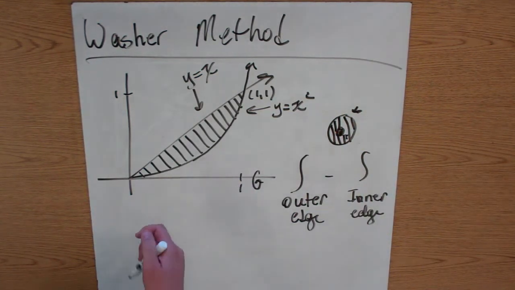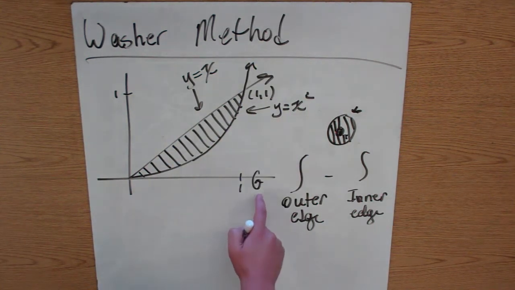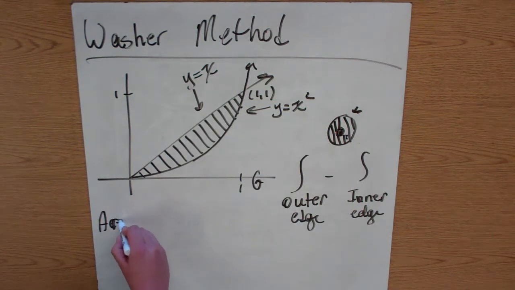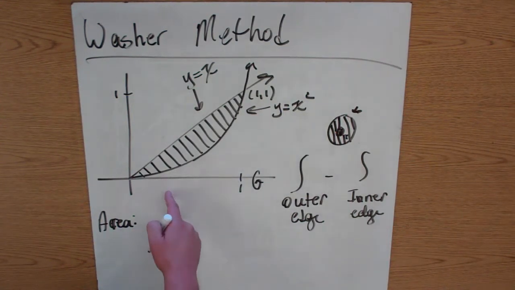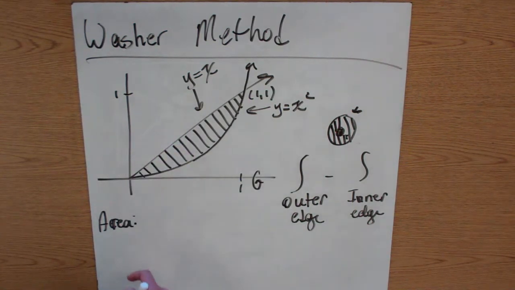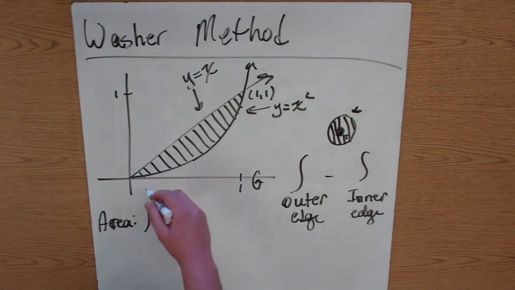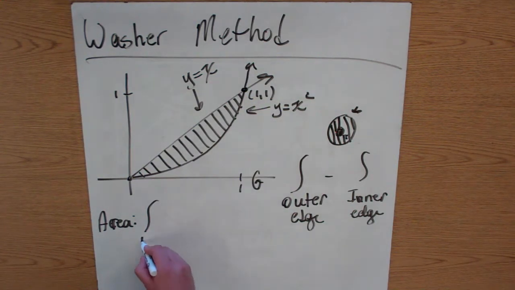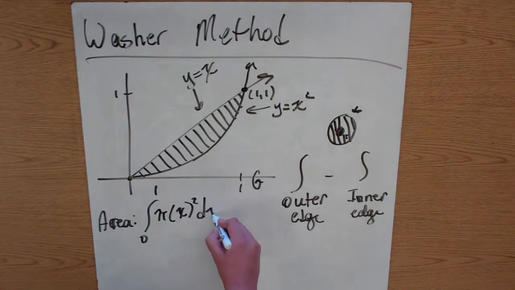So if we look here, we have y equals x, and we have the graph y equals x squared, and we're going to be revolving it around the x-axis. So to find the area, we're going to have to subtract the inner edge from the outer edge. Well, the outer edge here is going to be the graph that's on top, y equals x. And of course, we're going to integrate from 0 to where they cross. Well, we know they cross at 1. So we're going to integrate from 0 to 1 of pi x squared dx.